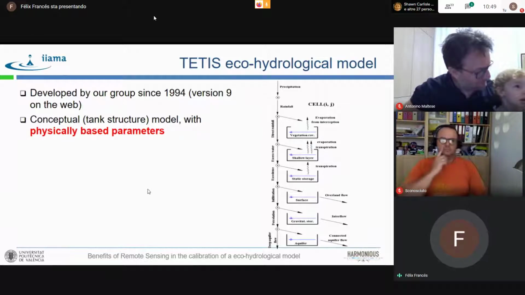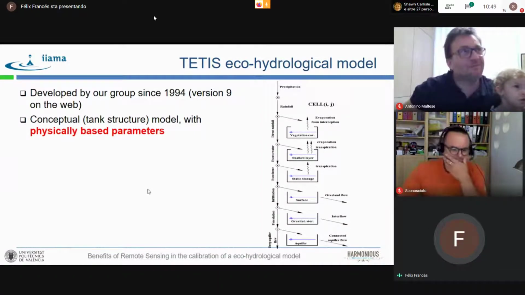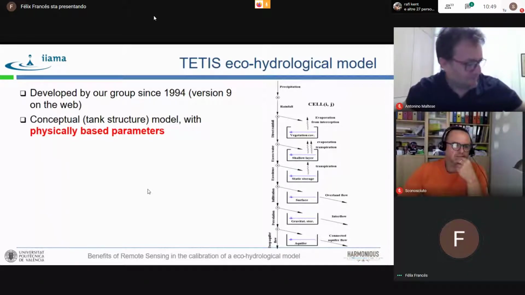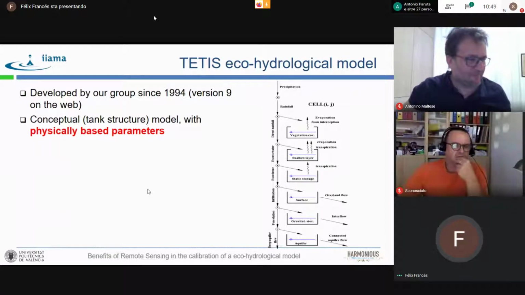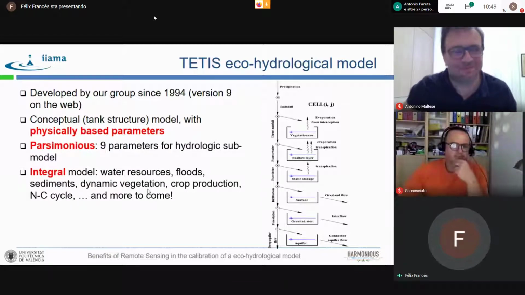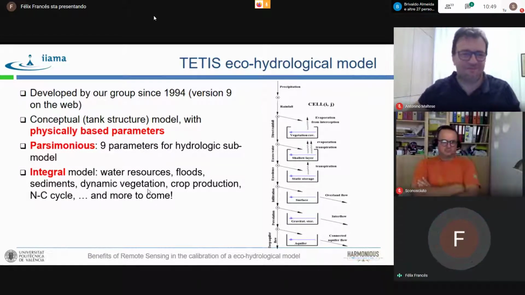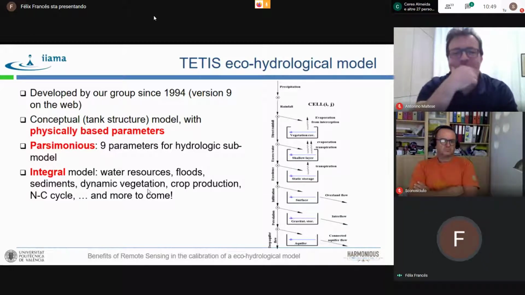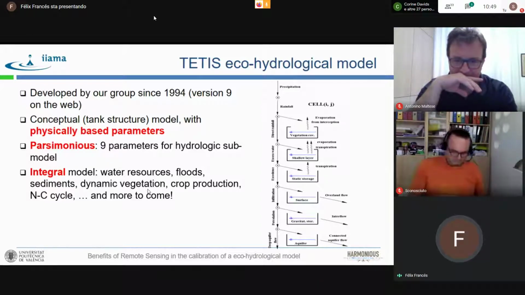We are using our eco-hydrological model called TETIS. It's conceptual, but very important with physically based parameters, which make easier the estimation of the parameters from a practical point of view. We are trying to reproduce all important processes, but always trying to use the minimum number of parameters. In fact, for hydrological modeling, we usually use just 9 parameters: 8 for production and 1 correction for the propagation in the river network.